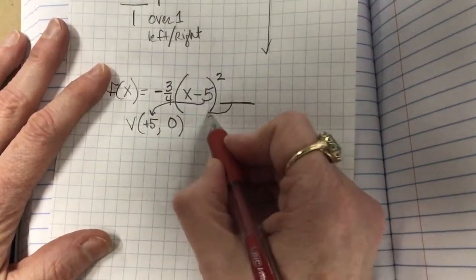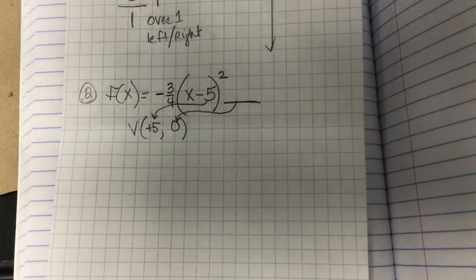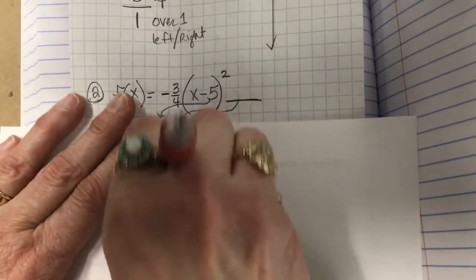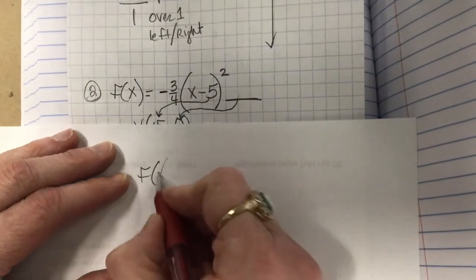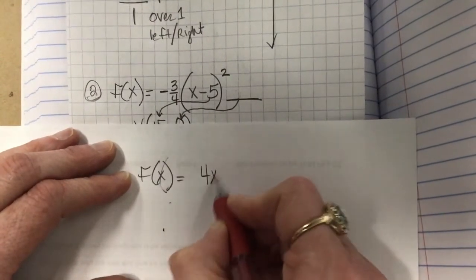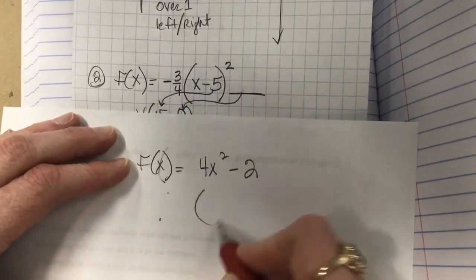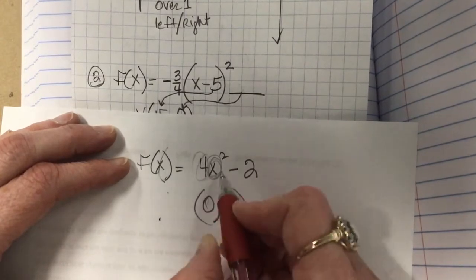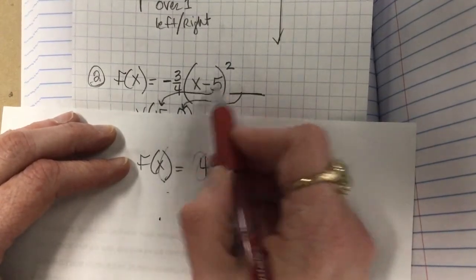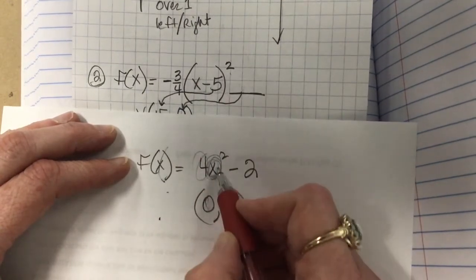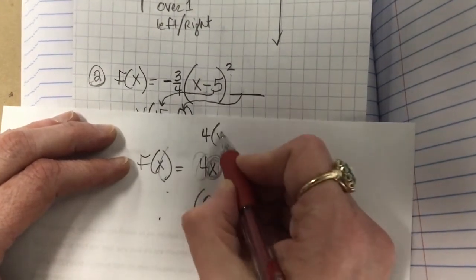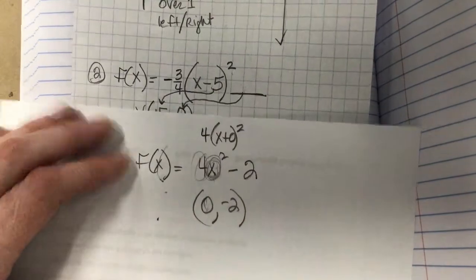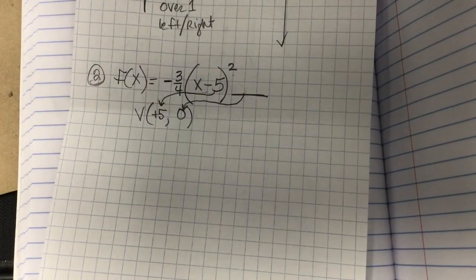So 0 is your y. And while I'm there, let me show you. If you have something like, say you had f of x is equal to 4x squared minus 2, the vertex would be (0, -2), because this is your A, and this is what's attached to your X before it's squared. So nothing is added in here. It would actually be like this, 4 times (x plus 0) squared. So this would give you the X, and this would give you the Y. So be careful on those. And we'll see some of those.